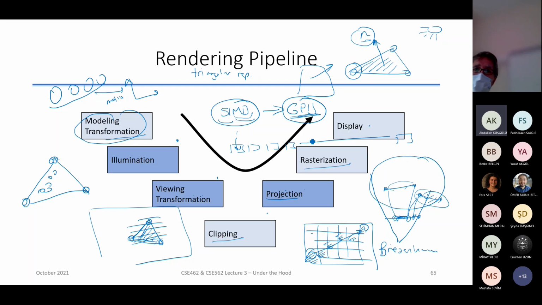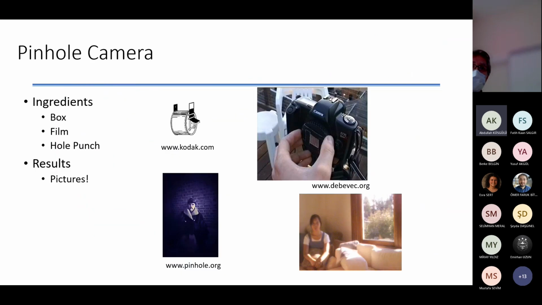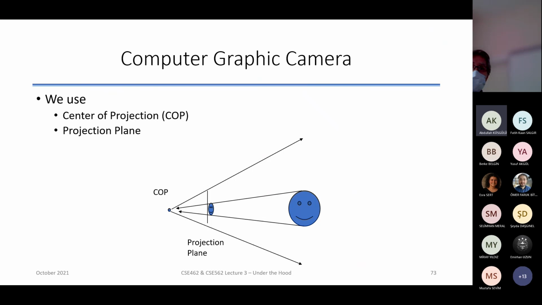So the GPU is a special hardware. People say it's like a display card or whatever, but it's actually called a graphic processing unit. This is why it's optimized for this graphic rendering pipeline.